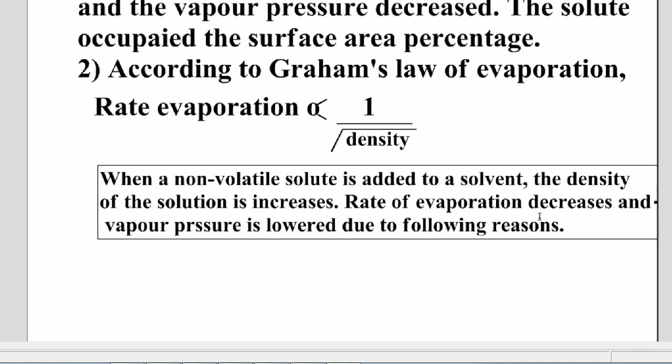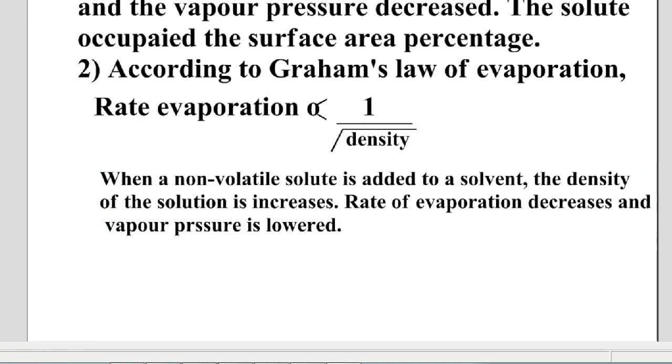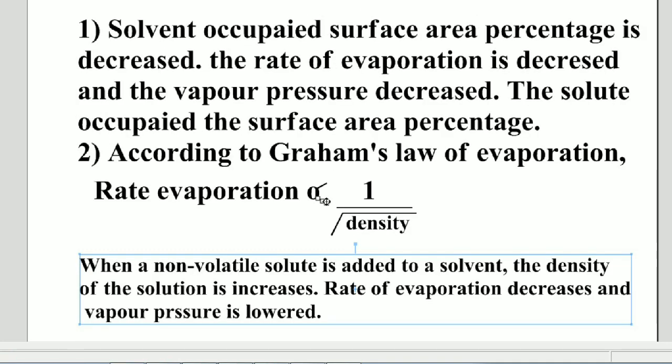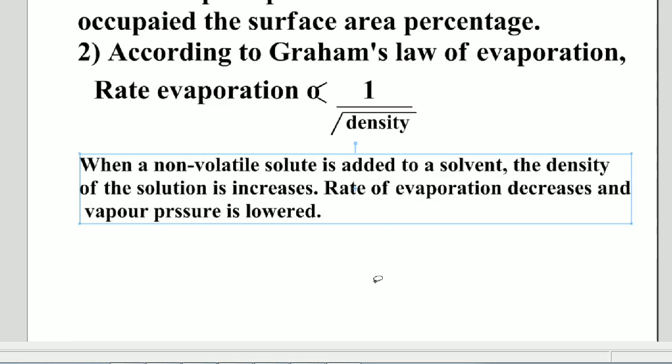Therefore, students, the vapor pressure is lowered. Due to these two reasons, when a non-volatile solute is added to a solvent, the vapor pressure is decreased: the solvent occupied percentage of surface area is decreased, and the rate of evaporation is inversely proportional to density. The density of the solution increases, therefore the rate of evaporation decreases, and ultimately vapor pressure is lowered.